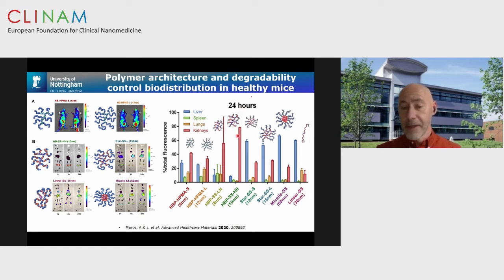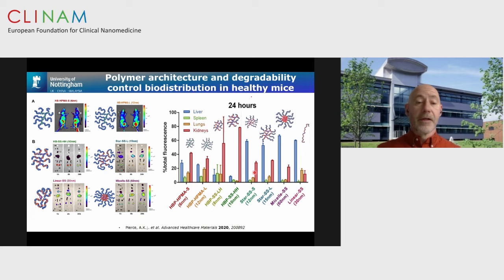And this is really quite intriguing because this polymer around 10 nanometers and this polymer around 12 nanometers have very, very similar sizes by DLS, but also very, very similar chemistries. But you can see that one goes primarily to the kidneys, one goes primarily to the liver. So this is intriguing. We're trying to work out why this is.